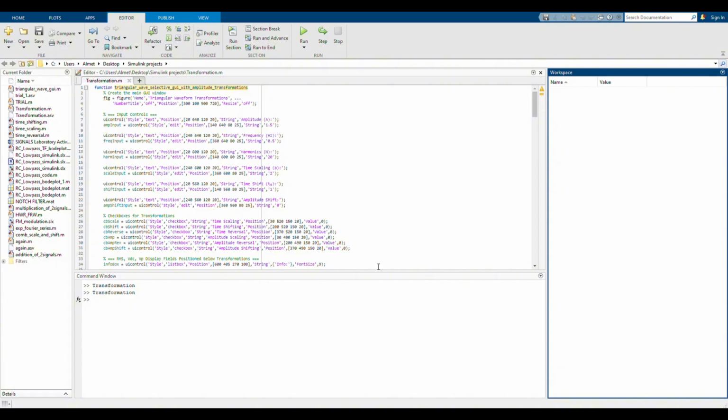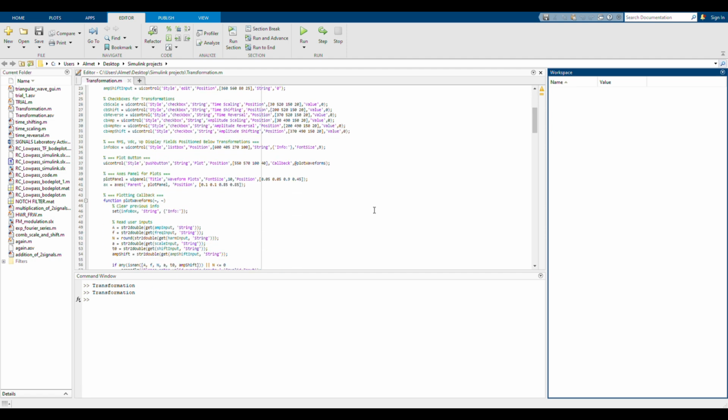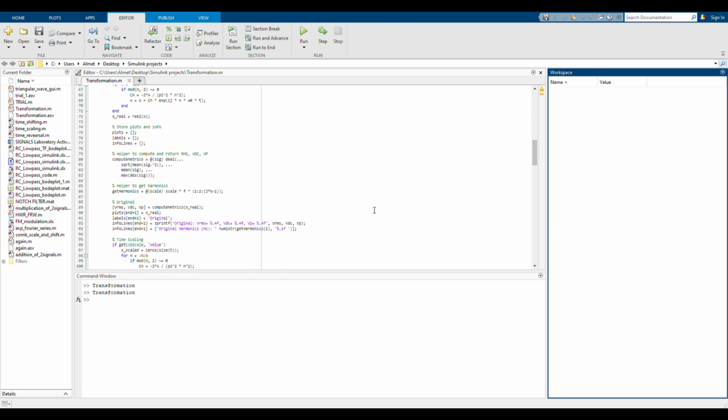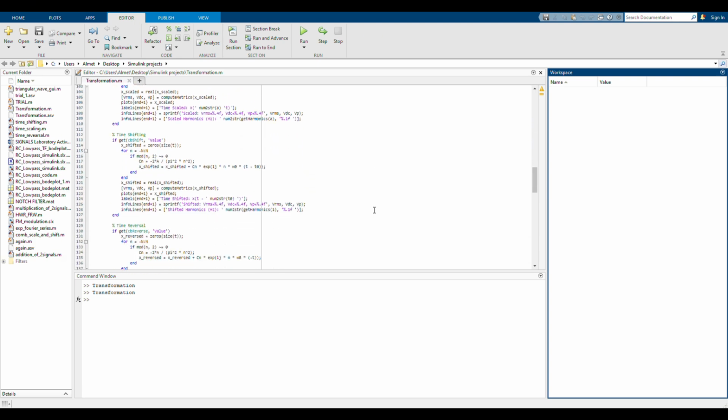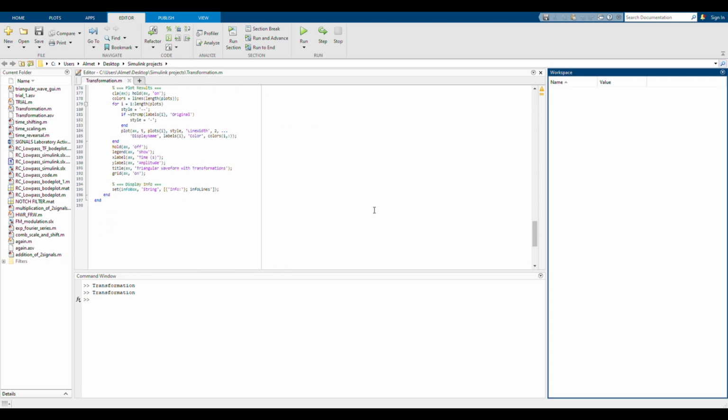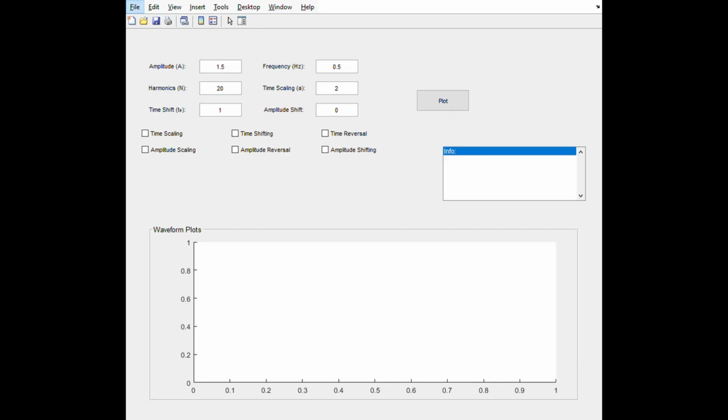Now I'll walk you through the MATLAB GUI I developed for generating and transforming a triangular waveform. The GUI consists of input fields for amplitude, frequency, and the number of harmonics used to build the waveform using its exponential Fourier series. When the user enters the values and clicks the Generate button, the program calculates the triangular waveform using the Fourier series expression.